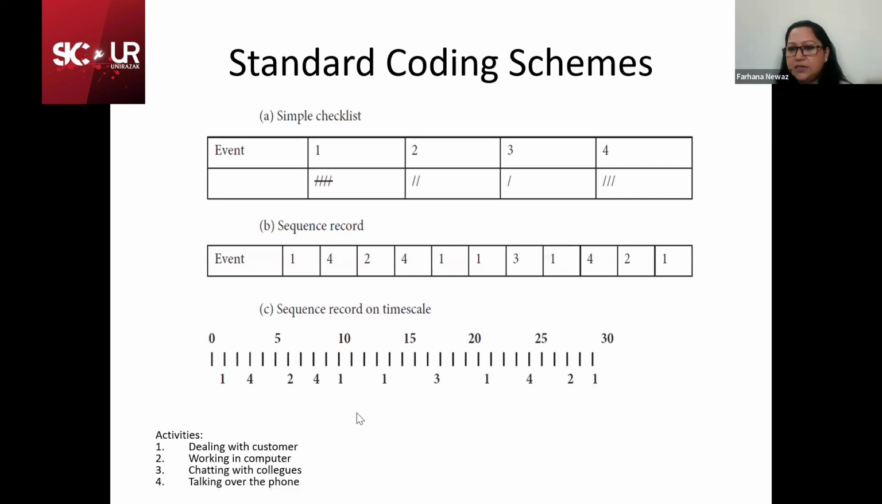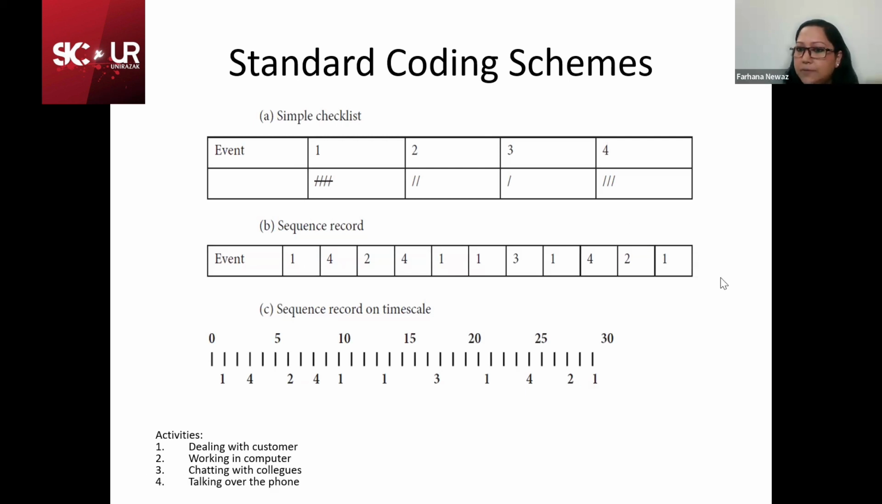Okay. Suppose first Shuhada, right? Shuhada is there. Suppose I am going to watch Shuhada's activities. I will be just sitting at the corner of your bank and watching your activities. So what activities am I going to watch? First, I will see how you deal with the customer. Then the second activity will be how long you are working with the computer, then how much time you spend chatting with colleagues, as well as talking over the phone. Then I give the codes 1, 2, 3, 4. 1 means dealing with customer, 2 means working on the computer, 3 chatting with colleague, 4 talking over the phone.